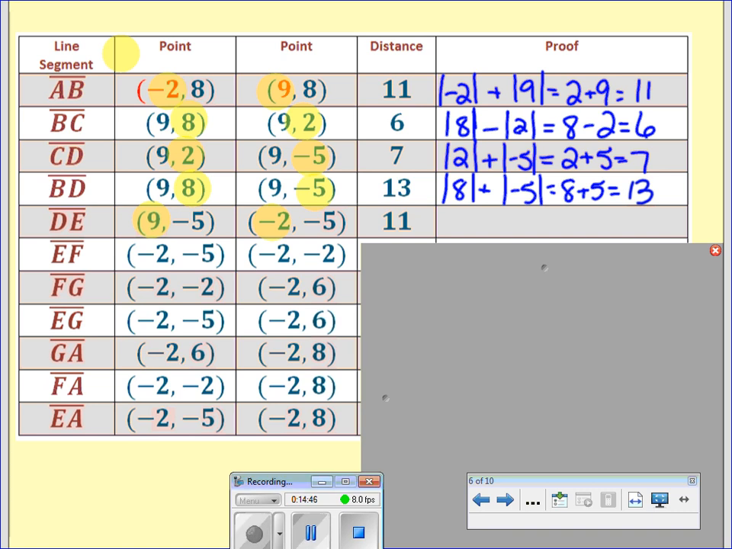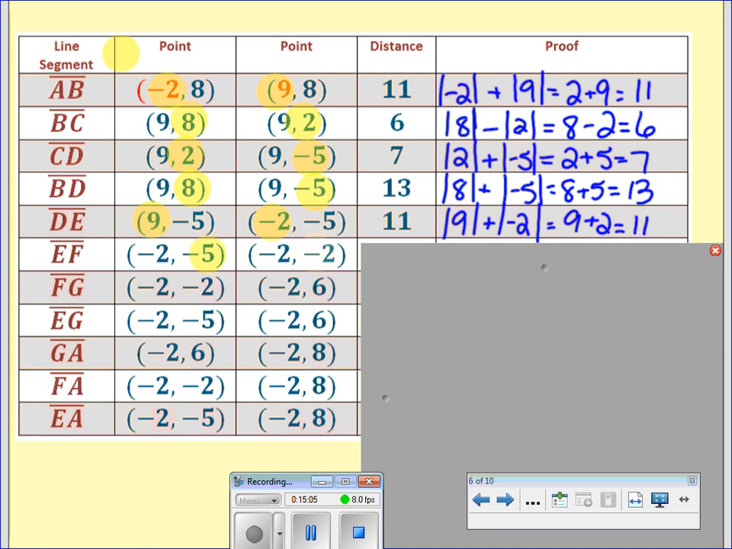All right, so we have from 9 to 0, but then we have to keep going down to -2, or going across to -2. So 9 plus 2 equals 11.